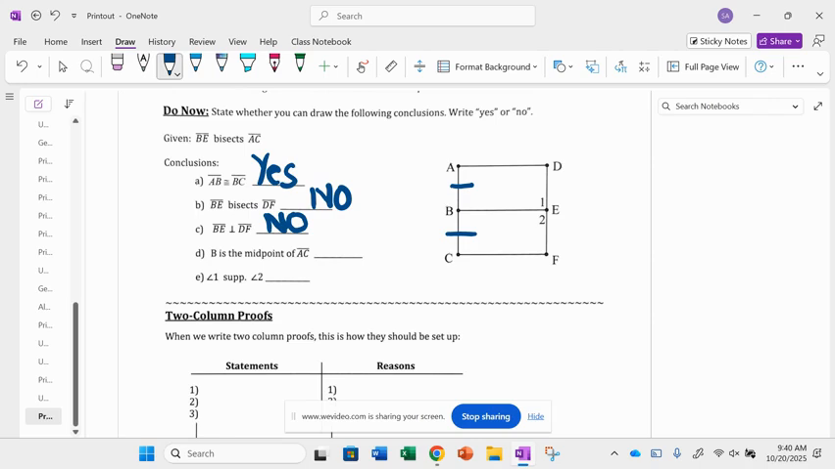Can we conclude that B is the midpoint, or the middle point, of AC? What do you guys think? Yes or no? So they're saying point B right here is the middle point of AC. Isn't it congruent on either side of B? So is it the midpoint? Yeah, it is. Yes. Can we conclude that angle 1 is a supplement to angle 2? Yes.